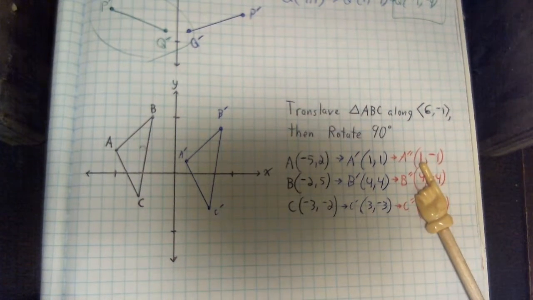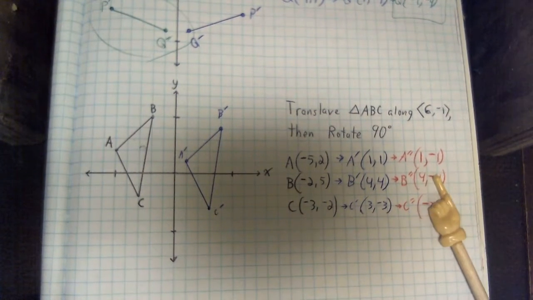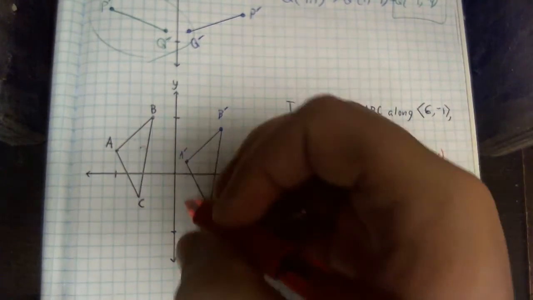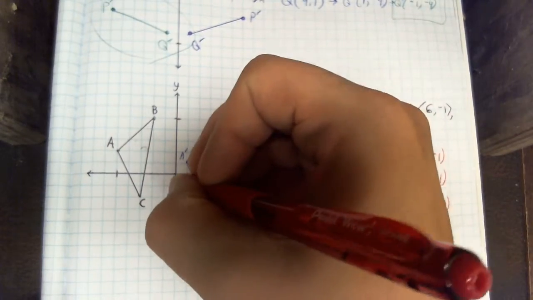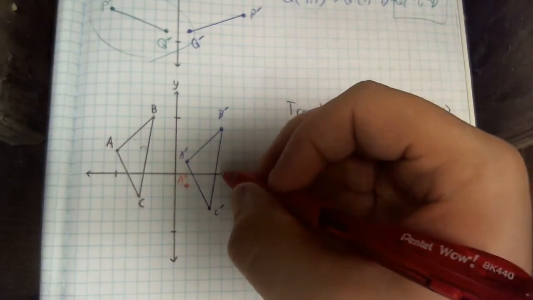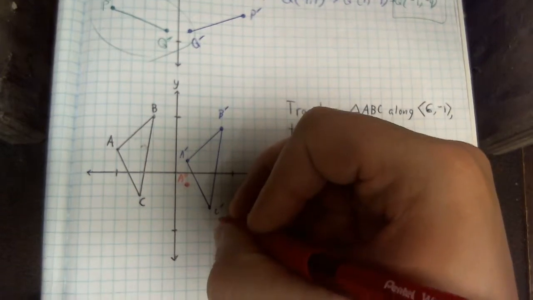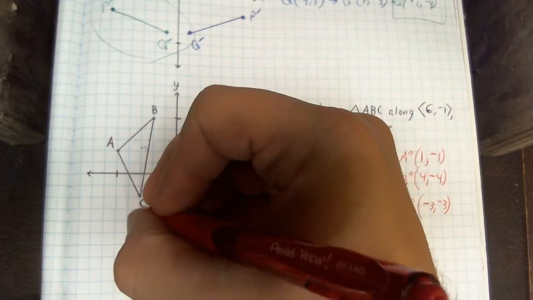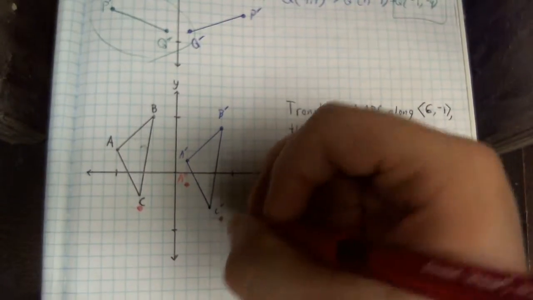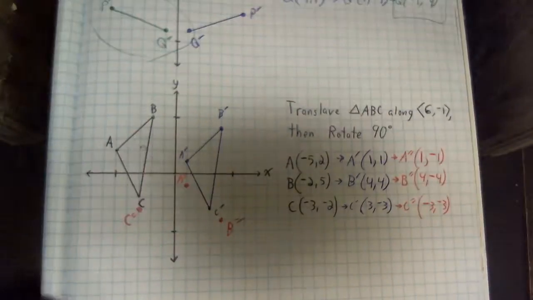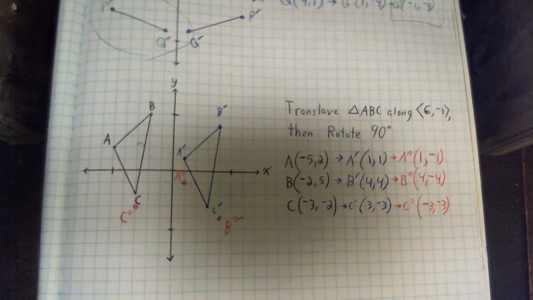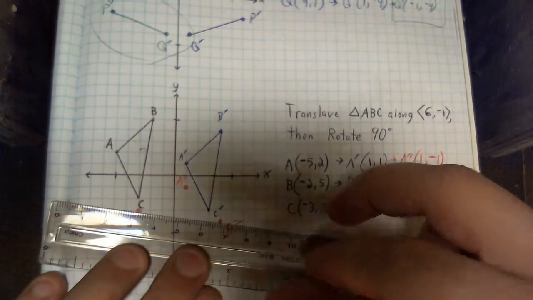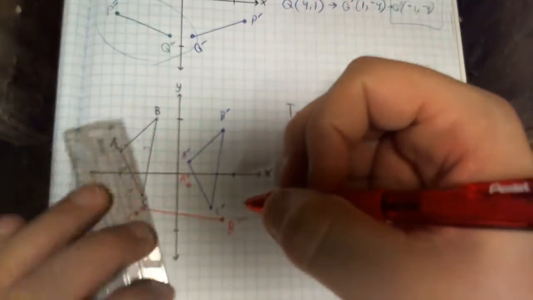Alright, all we have to do is plot this. This is the solution that we're looking for, but we also want to see what it looks like on our coordinate plane. So we're going to go 1, negative 1 for A double prime. 4, negative 4 for B double prime, and negative 3, negative 3 for C double prime. And again, all we have to do is connect each of our points. And once we do that, we're done.